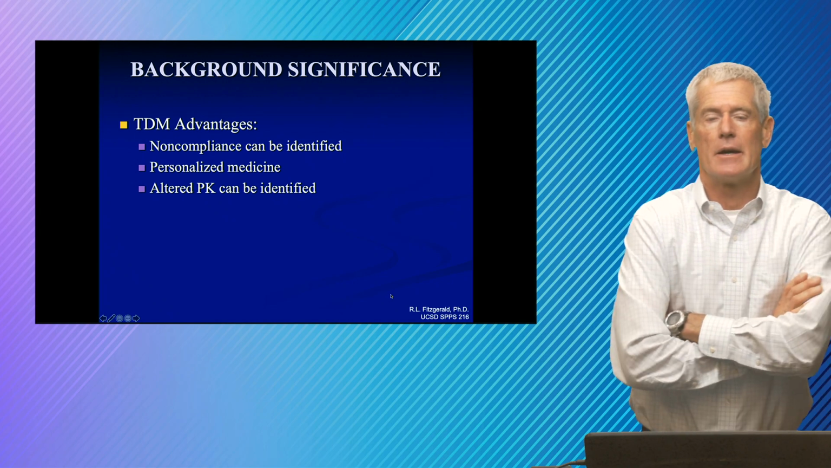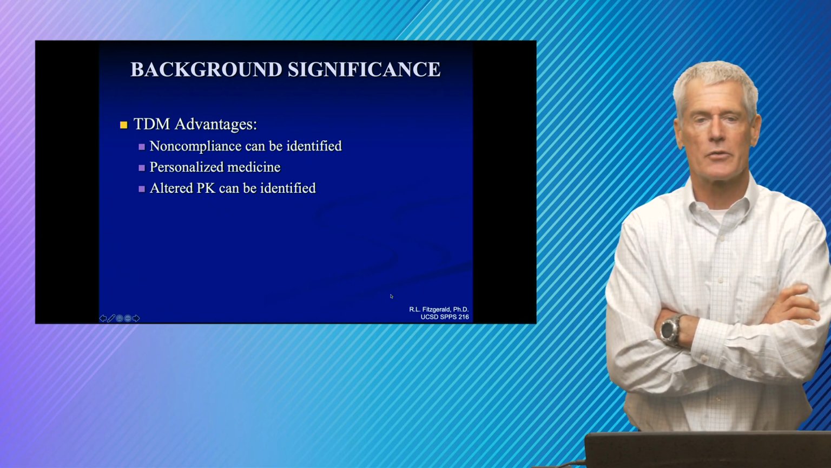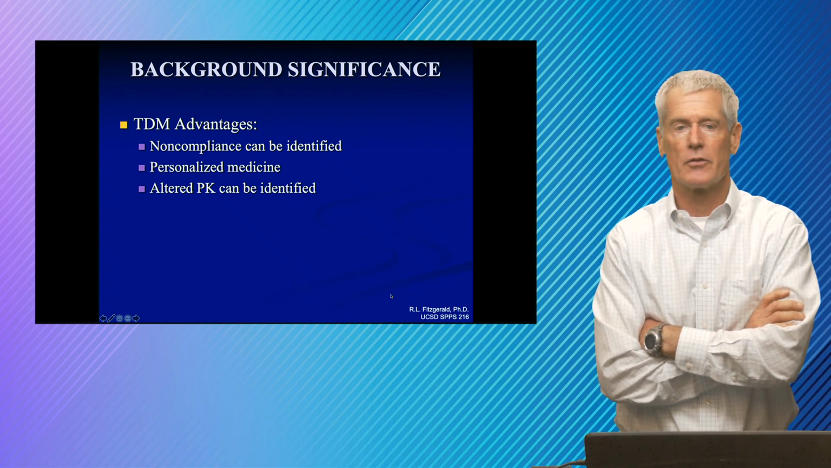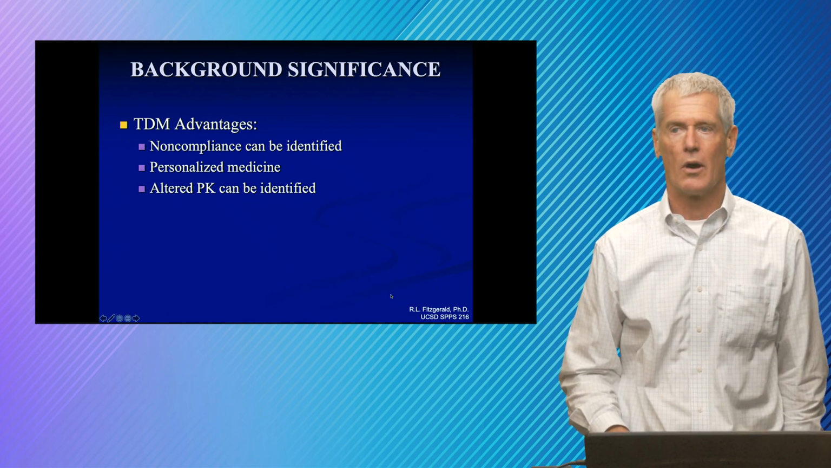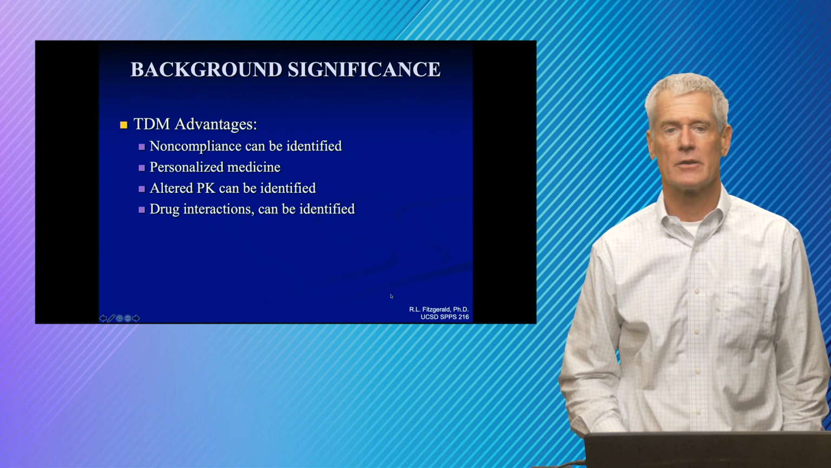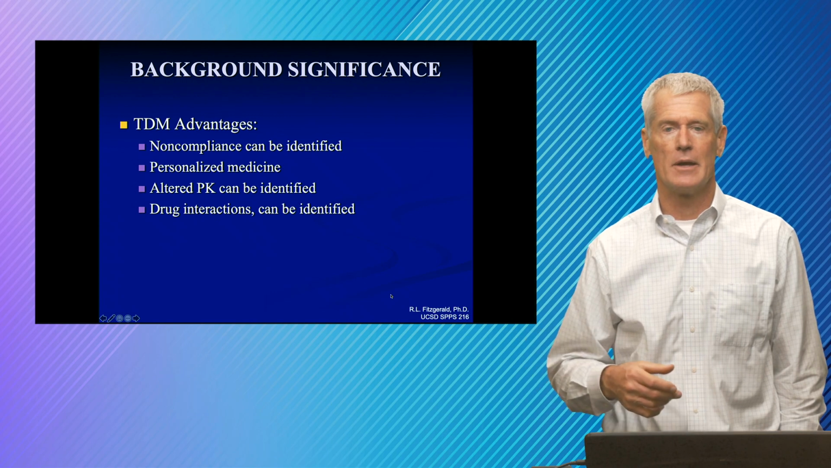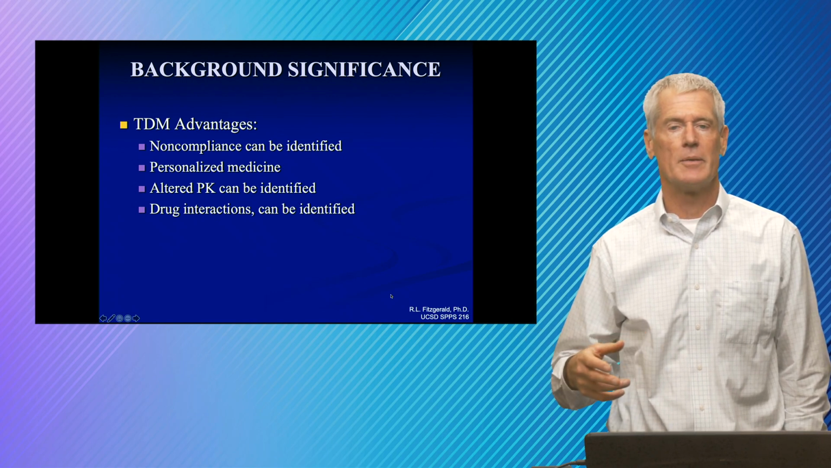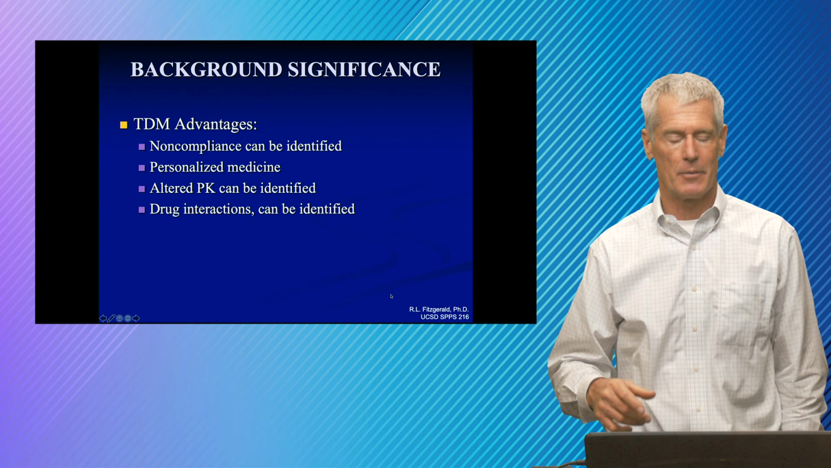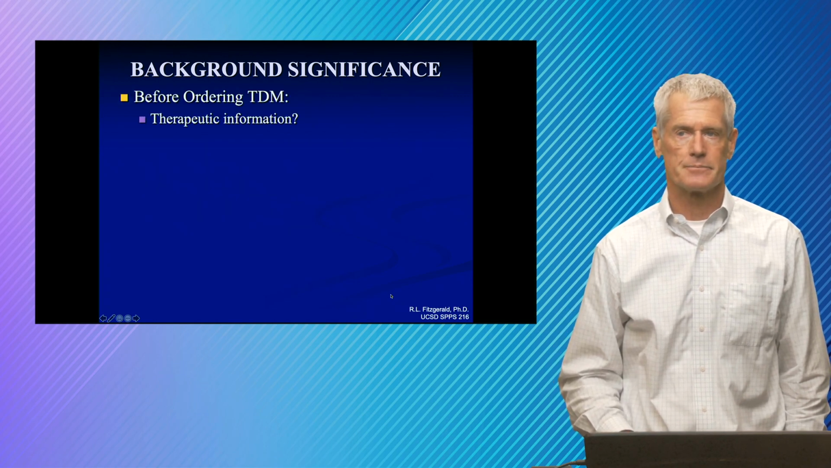Things like, if a patient has renal disease and their renal disease is getting worse, you can monitor their drug concentrations and it might correlate to altered pharmacokinetics. We can look at drug-drug interactions. Drug metabolism, you can stimulate metabolism or you can inhibit metabolism. And by doing TDM, you can identify that.